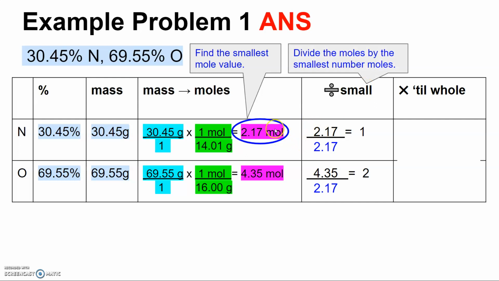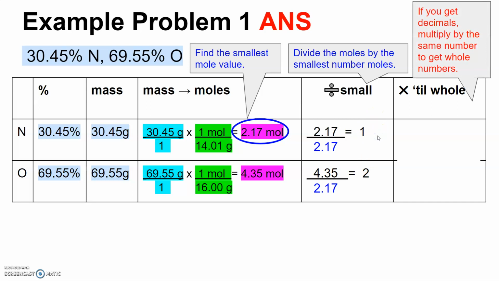So the moles of nitrogen I have is 2.17. So I'm going to divide the 2.17 by 2.17 to get a 1. And then for oxygen, I got 4.35 moles. So I'm going to divide the 4.35 moles of oxygen by 2.17, and I get approximately a 2. And at this stage, what I like to do is use no more than 1 decimal here, if I can.